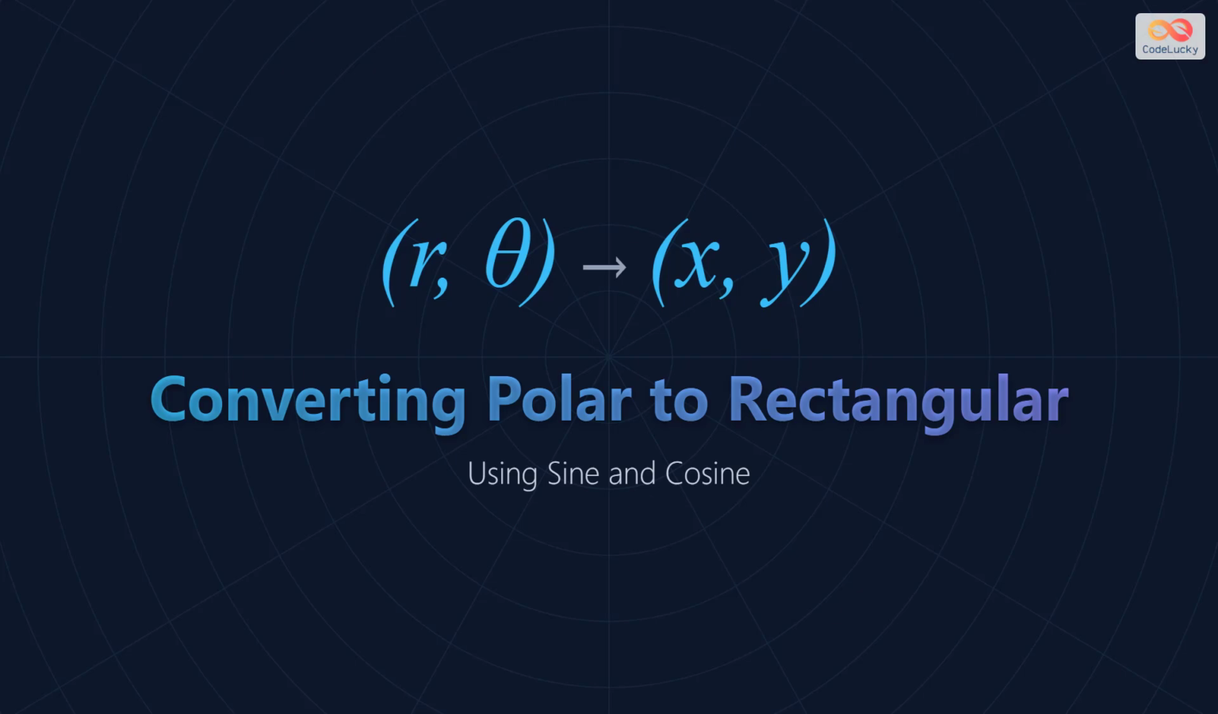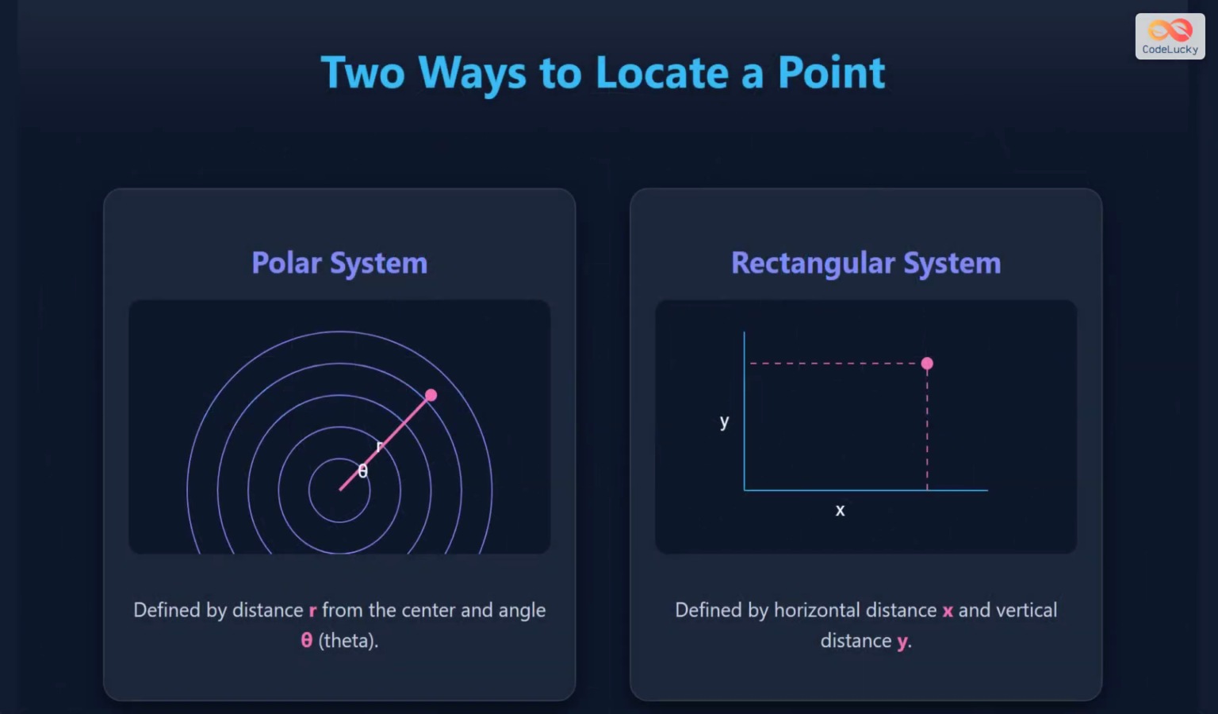Welcome! Today we are learning how to convert polar coordinates into rectangular coordinates. This is a fundamental skill in trigonometry and physics that allows us to switch between two different ways of describing a location. First, let's briefly compare the two systems.